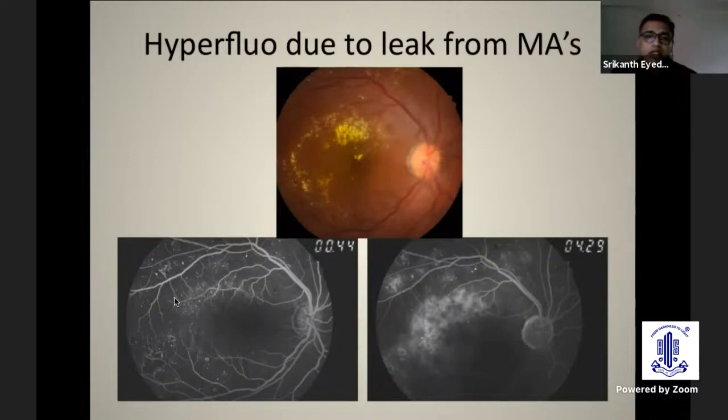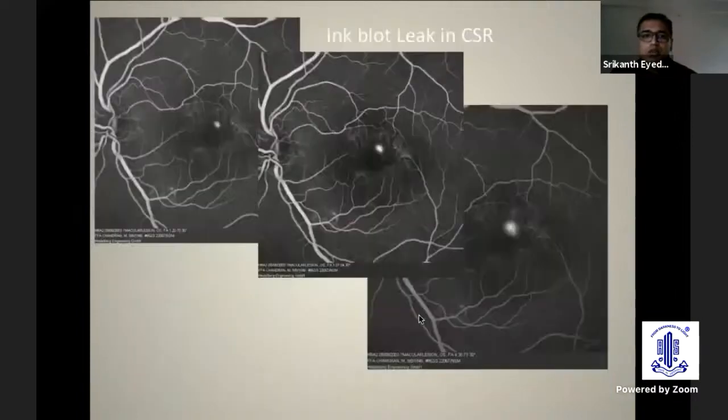So you can see these light up as small stars in the sky in the early phase, and they slowly begin to leak and become clumps over the mid and the late phases. That is how a microaneurysm would look.